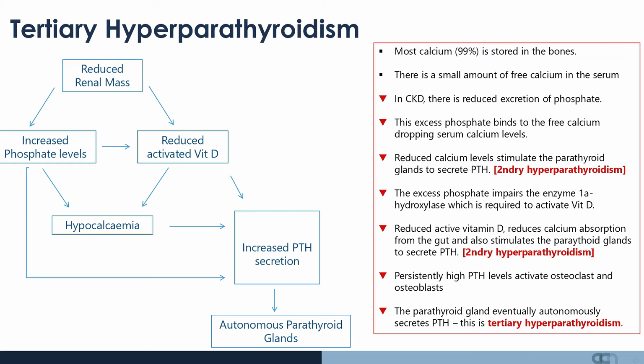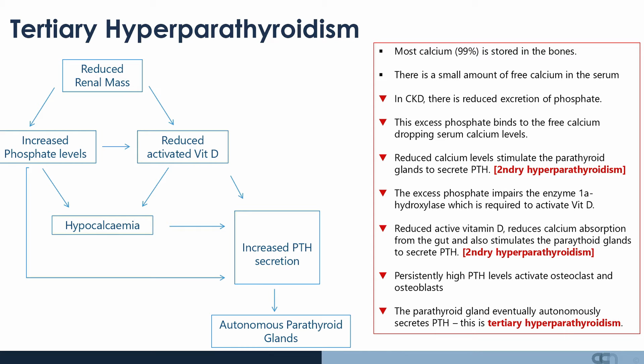Tertiary hyperparathyroidism occurs when the glands become autonomously secreting PTH. Most calcium, 99%, is stored in the bones. There's a small amount of free calcium in the serum. In chronic kidney disease, there is reduced excretion of phosphate, and this phosphate binds to the free calcium, dropping serum calcium levels. That's detected by the parathyroid glands, which secrete parathyroid hormone.